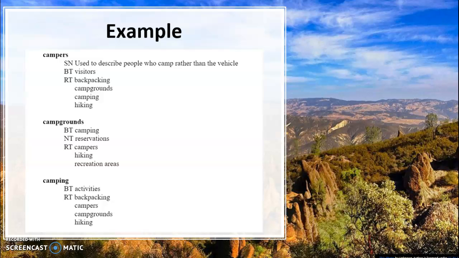In this example, the scope note here is used to add clarifying information about the term campers, meaning people, rather than the vehicle. In addition, the varying relationships such as broader, narrower, and related terms between campers, campgrounds, and camping are all displayed for the viewer's convenience.